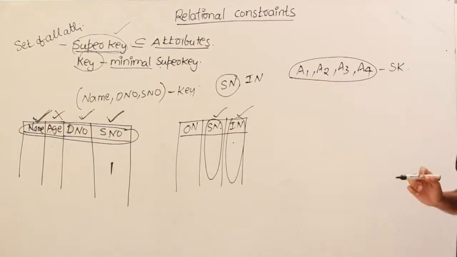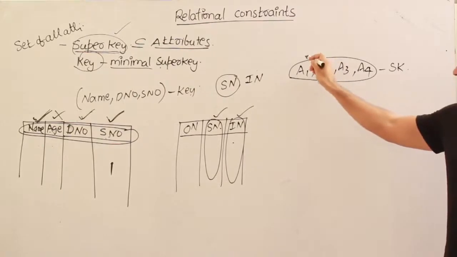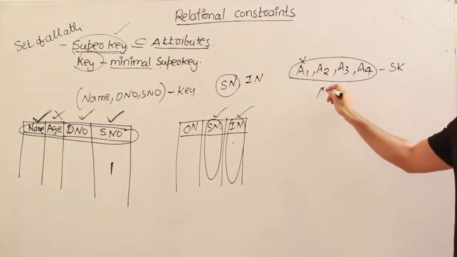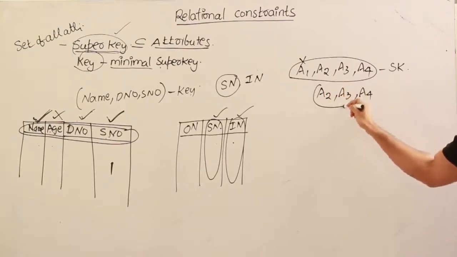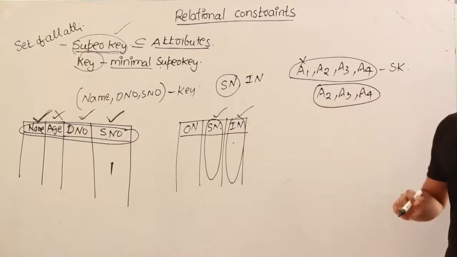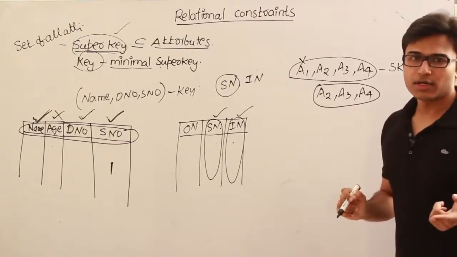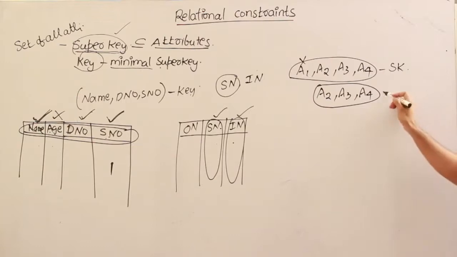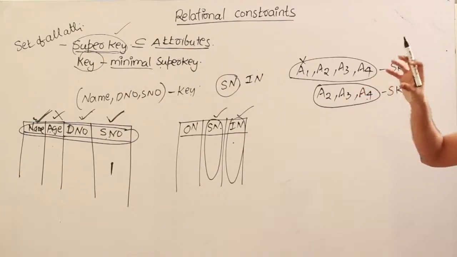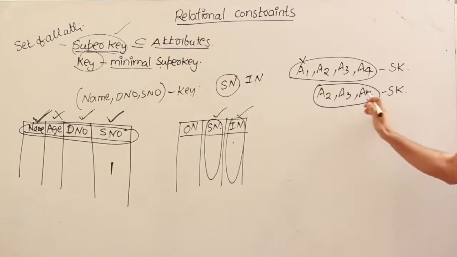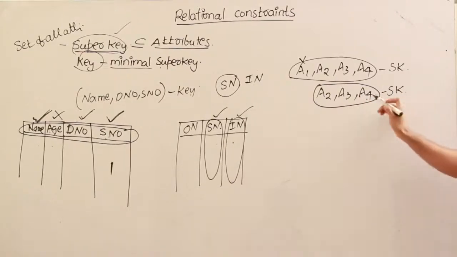Now, let us say I deleted A1, and I got A2, A3, A4, and only these three attributes are able to uniquely identify a tuple. Should I call it a super key or a key? Think about it. Definitely I can call it a super key, because it still has the property that it uniquely identifies every tuple. Now, should I call it a key?